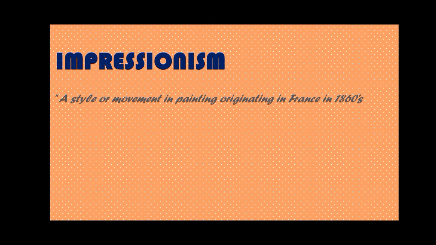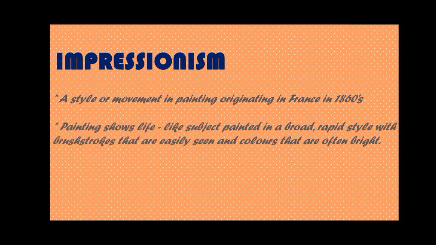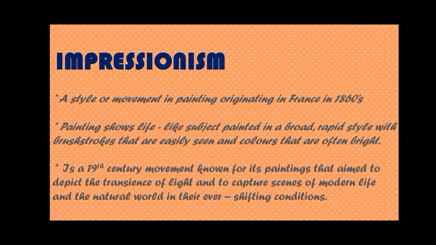It is a style or movement in painting originating in France in the 1860s. Paintings show life subjects painted in a broad, rapid style with brush strokes that are easily seen and colors that are often bright. It is a 19th century movement known for its paintings that aimed to depict the transience of light and to capture scenes of modern life and the natural world in their ever-changing states.